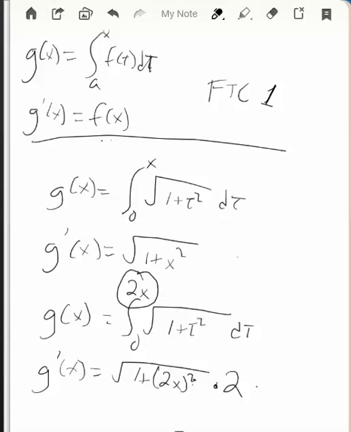That's a very basic example of fundamental theorem part 1, but it'll probably get you through some of those homework problems from page 348. If you need any help with that part of it, just let me know.